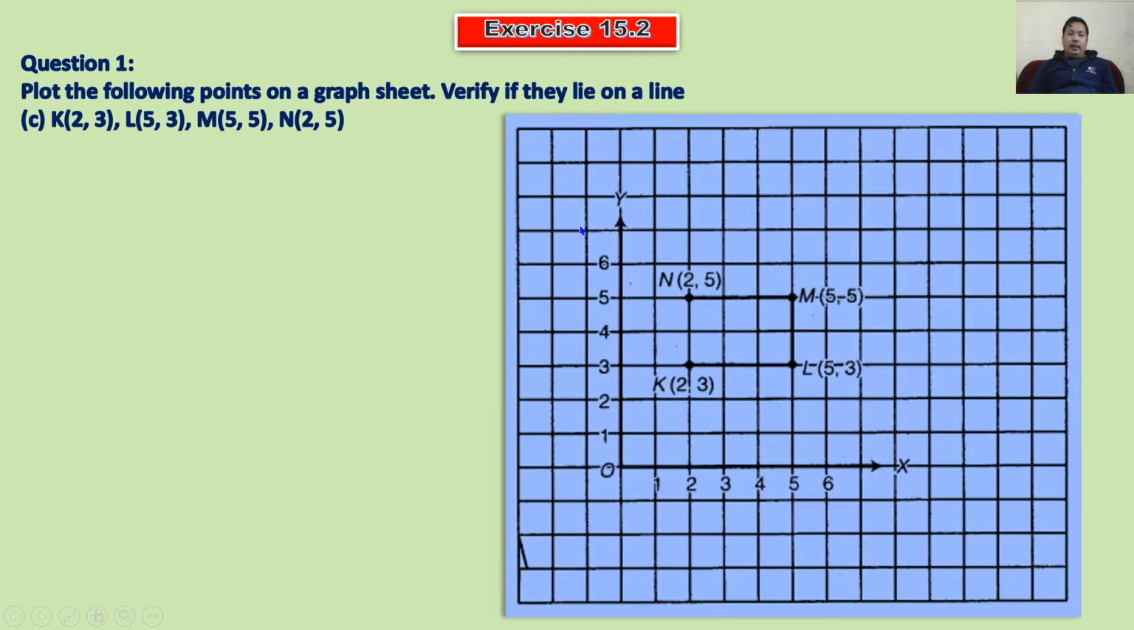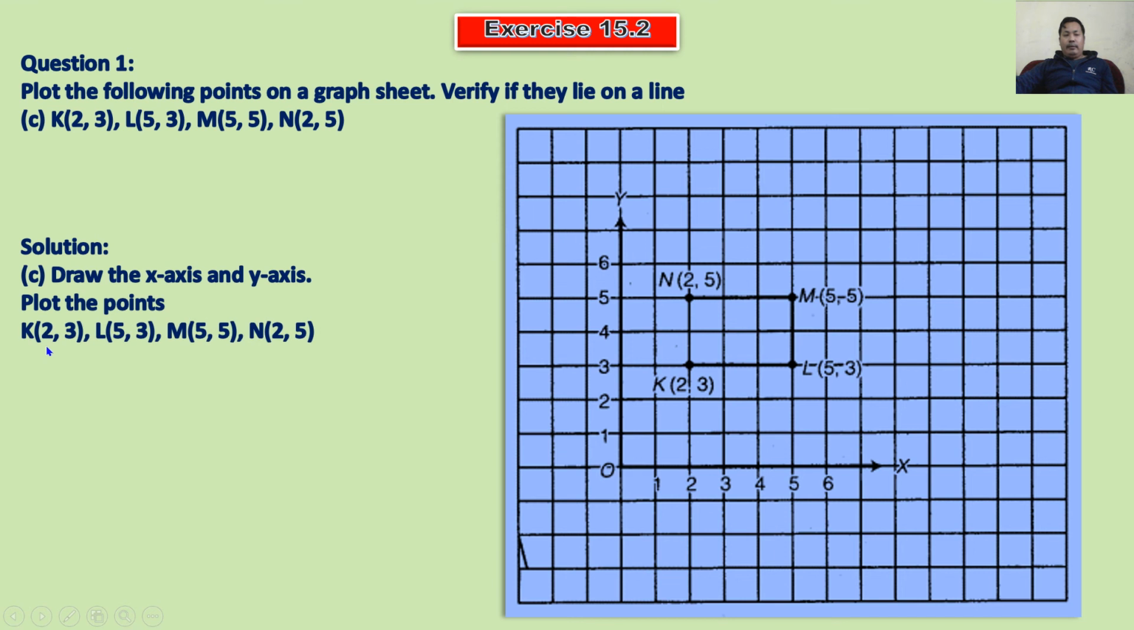Let us see. This is the graph to be plotted, and this is the graph to be drawn here. So this is graph C. In graph C, you can see we again have to draw the same x-axis and y-axis, and plot the points. What are the points here? K, L, M, N.